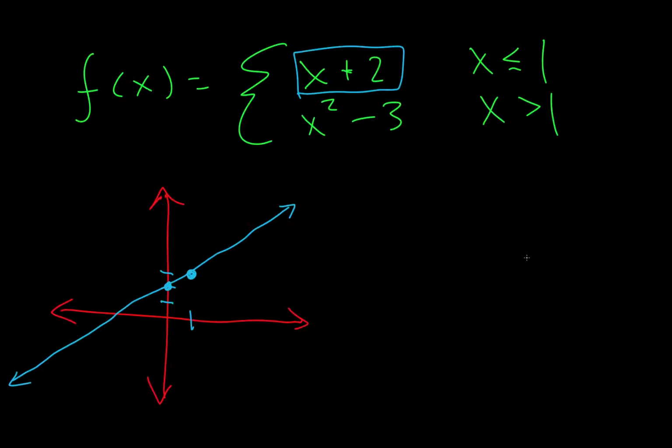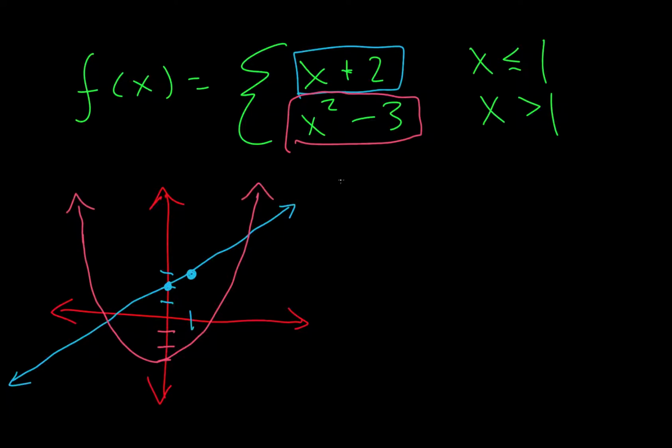Okay. Now if I'm drawing the other one, this is a parabola that would cross at the origin, but since it has this minus 3, we actually go down 3 and draw a parabola. So step 1, when we're graphing piecewise functions, just graph each piece as if it was the only thing there.